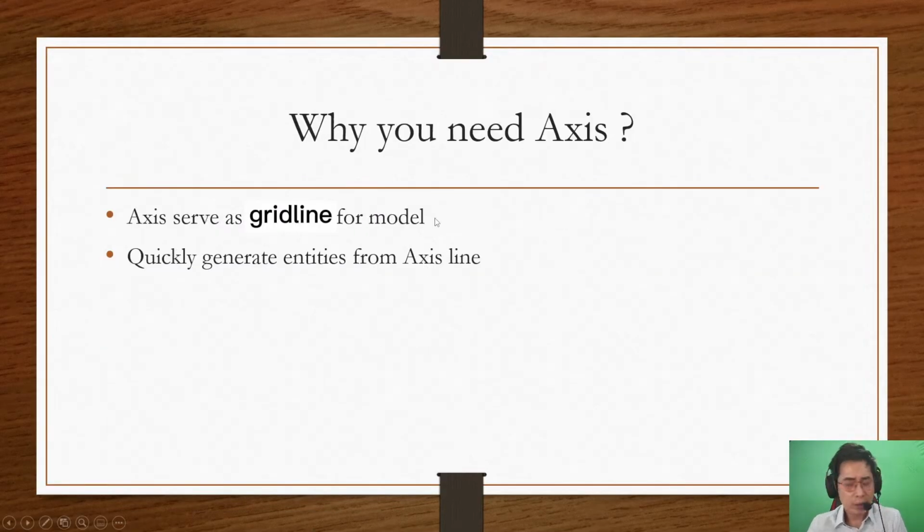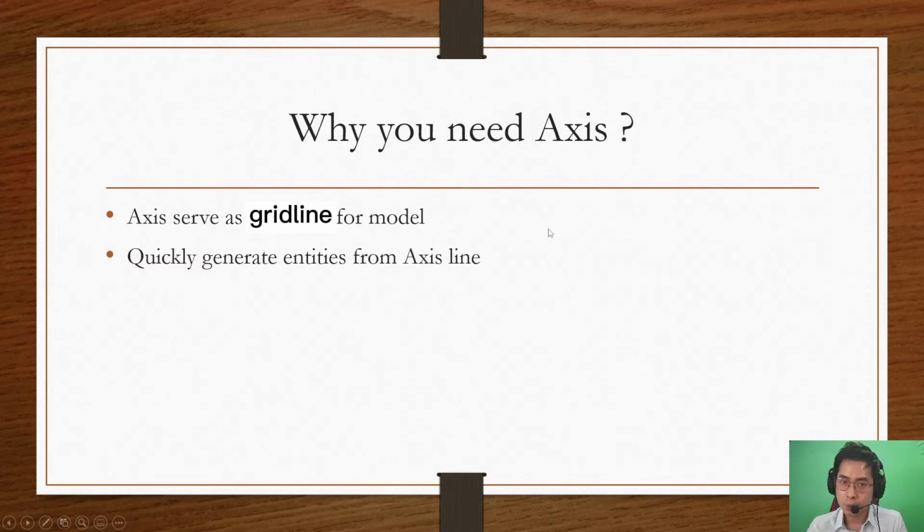So why do you even need this axis? Axis serves as a grid line for the model, same as the drawing you imported, but the axis serves more than just that. The software itself is able to recognize it and will speed up your modeling. What I mean by speed up is that it quickly generates the entities from the axis line. I will show you an example later.